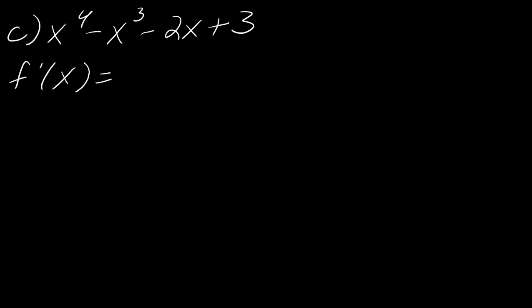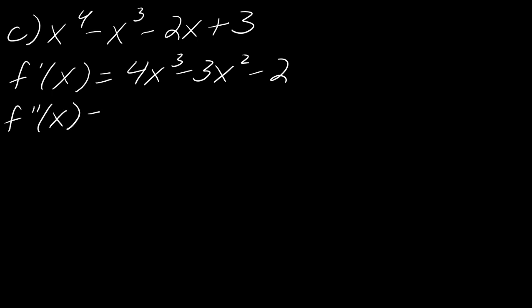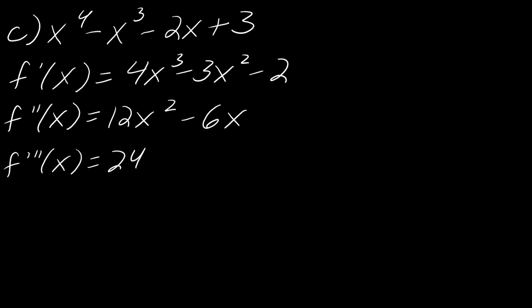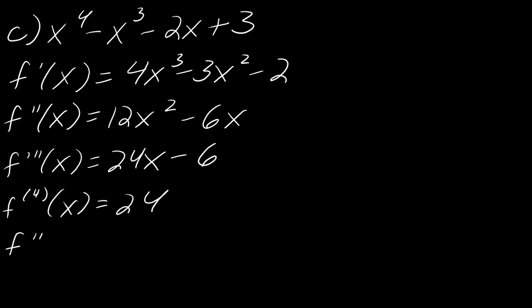Okay, so my first derivative will be 4x cubed minus 3x squared minus 2. My second derivative will be 12x squared minus 6x. My third derivative will be 24x minus 6. Let's see, my fourth derivative will be 24. And then I notice my fifth derivative becomes 0.